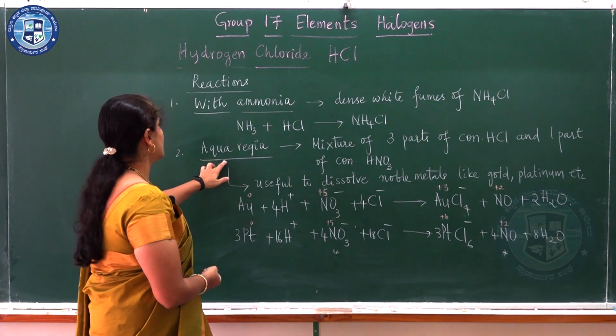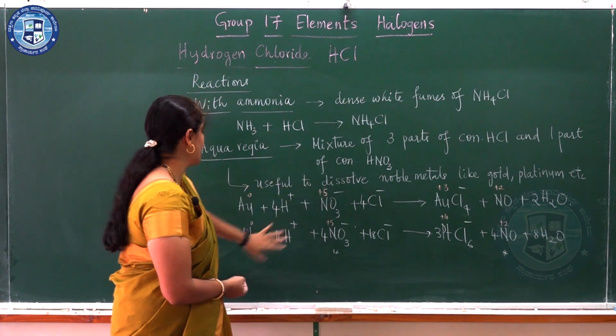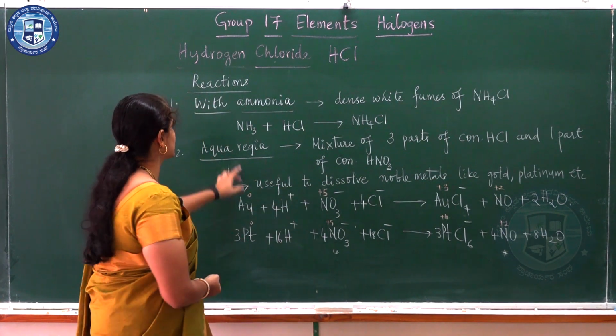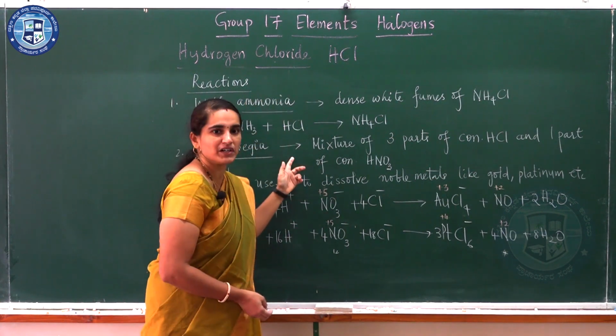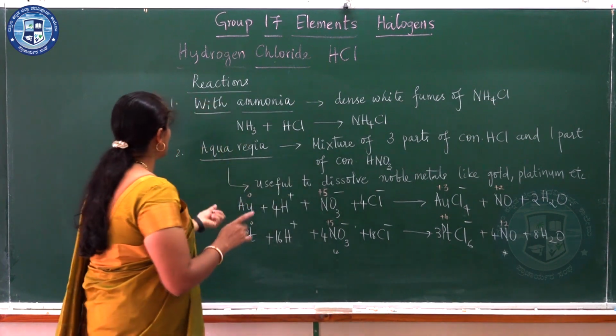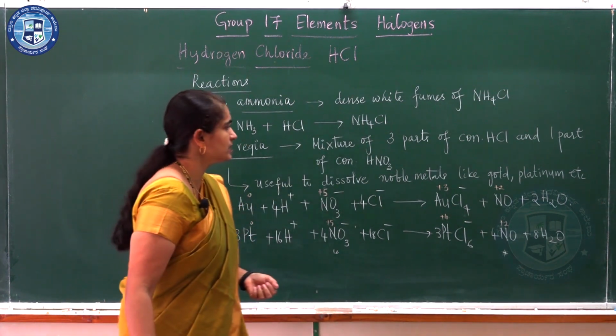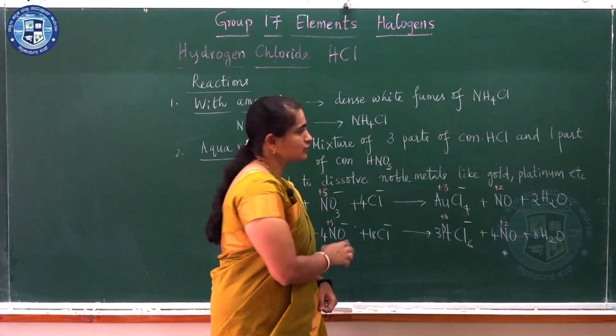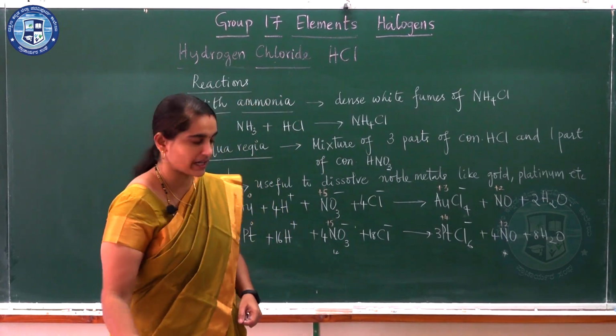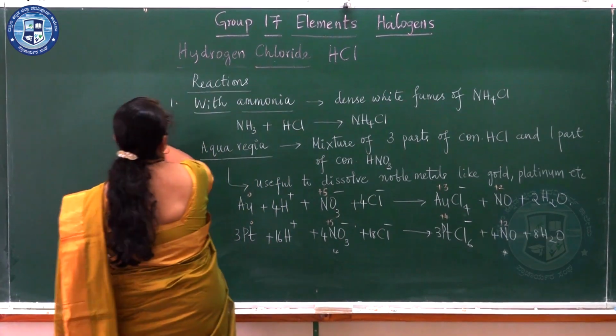That is aqua regia preparation, uses and equation. So in this preparation hydrogen chloride is made use of. Okay. Then the last reaction given to you is the reaction with the salts of dilute acids. We shall write that also now.